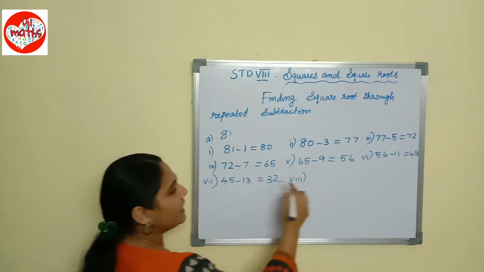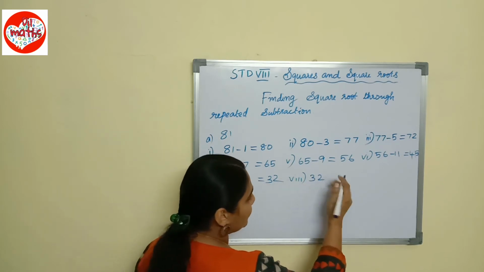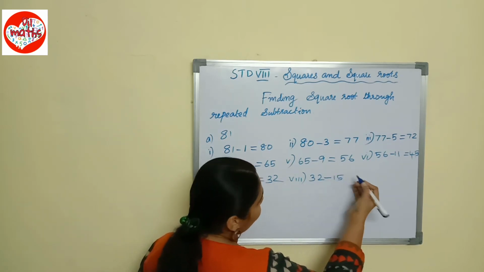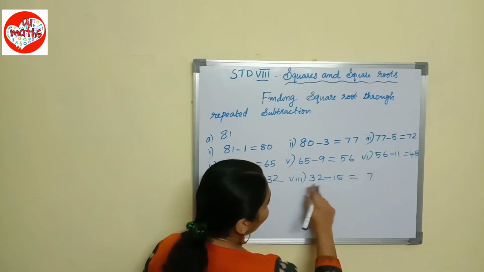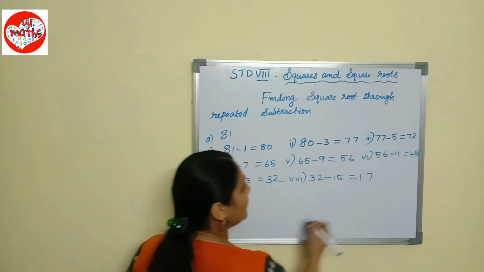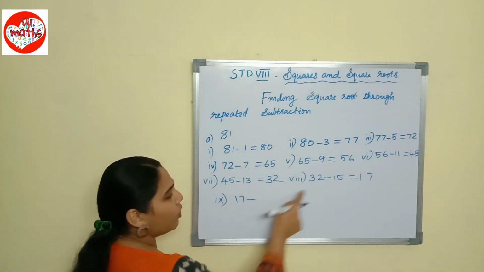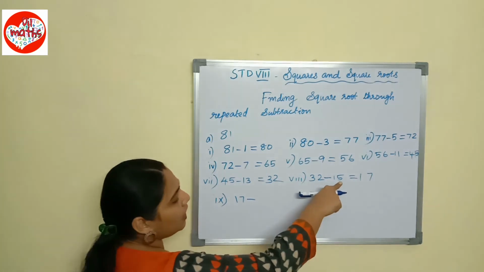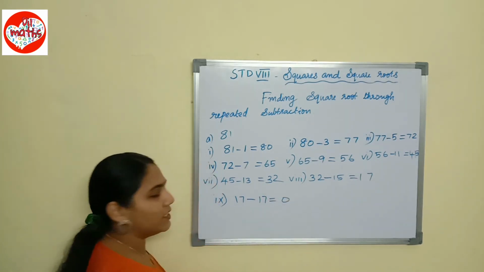And the next one, 8th step. 32 minus, which is the next odd number? 13. After 13, the next odd number is 15. And what you will get as the answer? 12 minus 5 is 7. 2 minus 1 is equal to 17. And what is the 9th step? 17 minus, what is the next odd number after 15? 17 only, isn't it? 17 minus 17 is equal to 0.